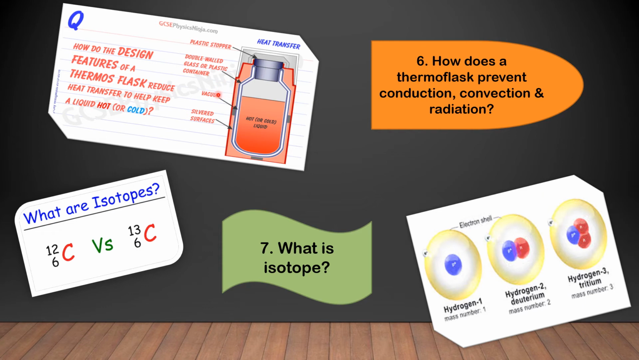Next one is, the walls of the vessel being made of glass, a bad conductor of heat, and the mouth of the vessel being closed by a poor conducting cork or rubber stopper, conduction of heat is prevented. See this plastic stopper or rubber stopper, and this is a double walled glass or plastic container. It is made up of glass, which is a bad conductor of heat. So it prevents conduction again.